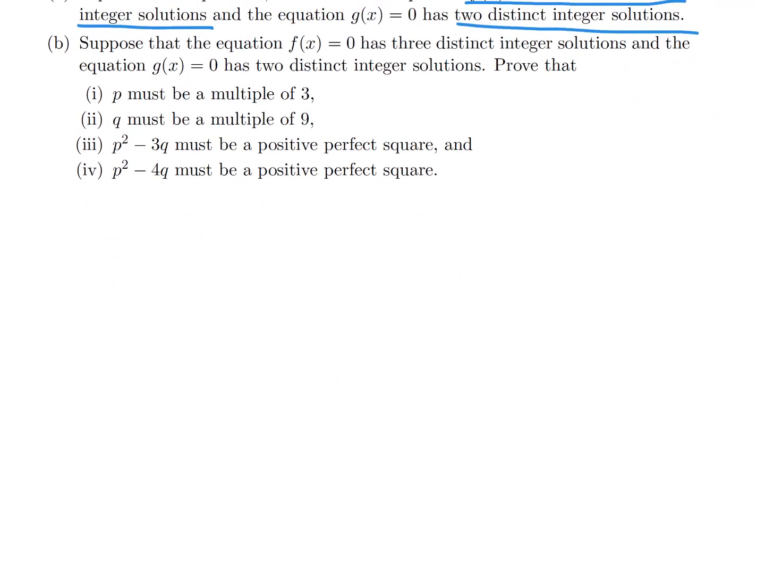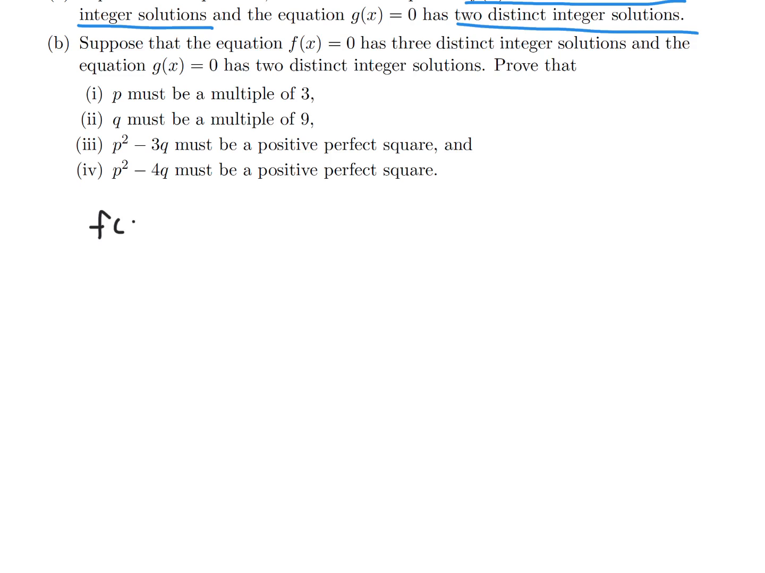Suppose that f at x equals 0 has 3 distinct integer solutions, and the equation g at x equals 0 has 2 distinct integer solutions. Prove that p must be a multiple of 3, q must be a multiple of 9, p squared minus 3q must be a positive perfect square, and p squared minus 4q must be a positive perfect square. Okay, well, I think we have to take this one step at a time, so let's see what we can do.